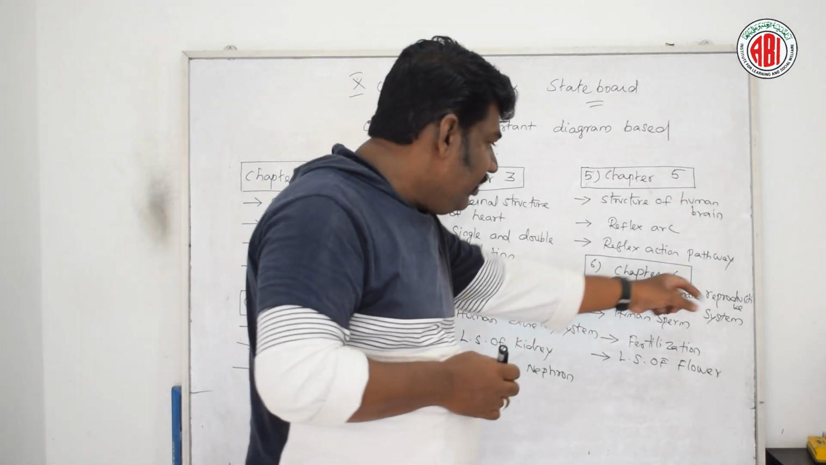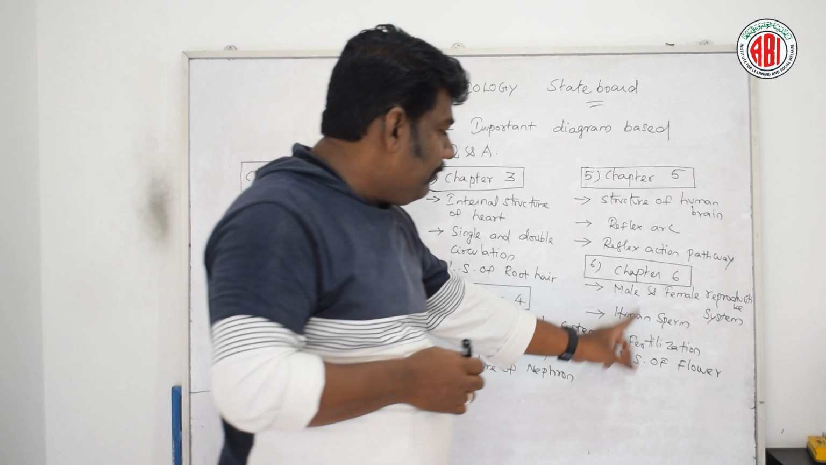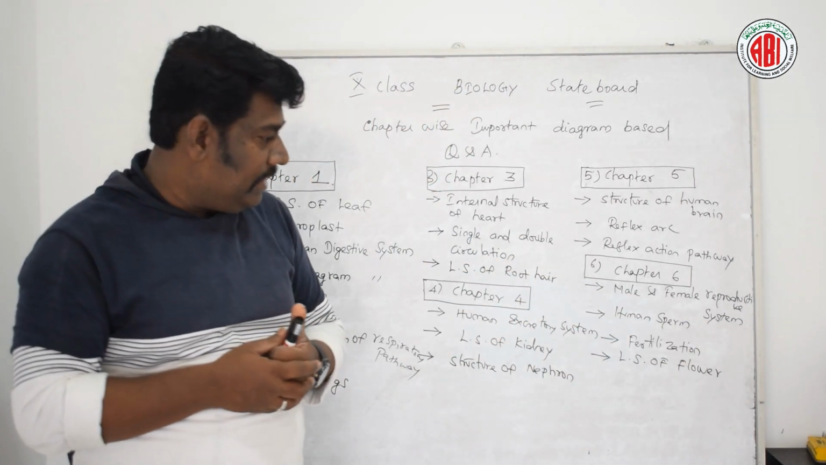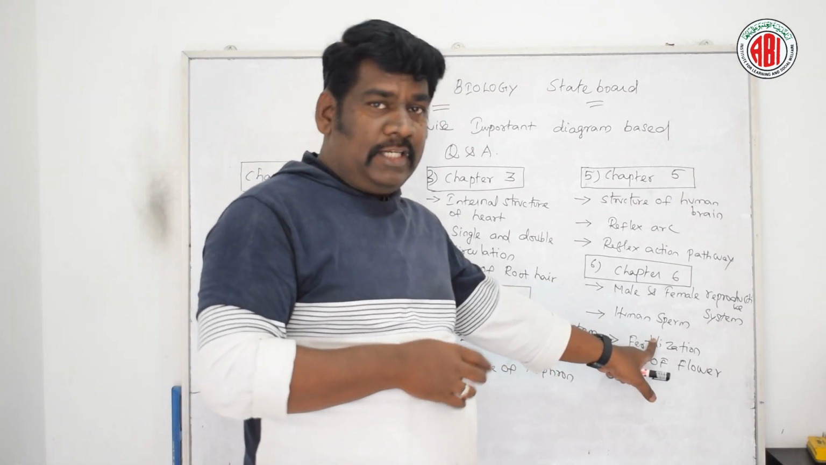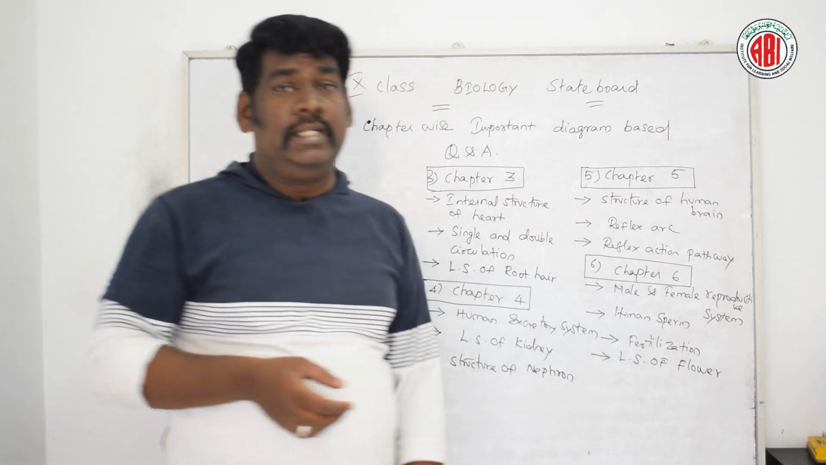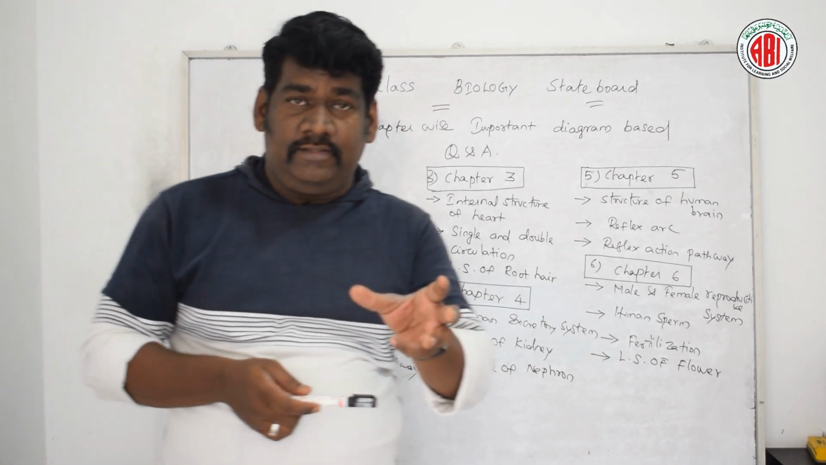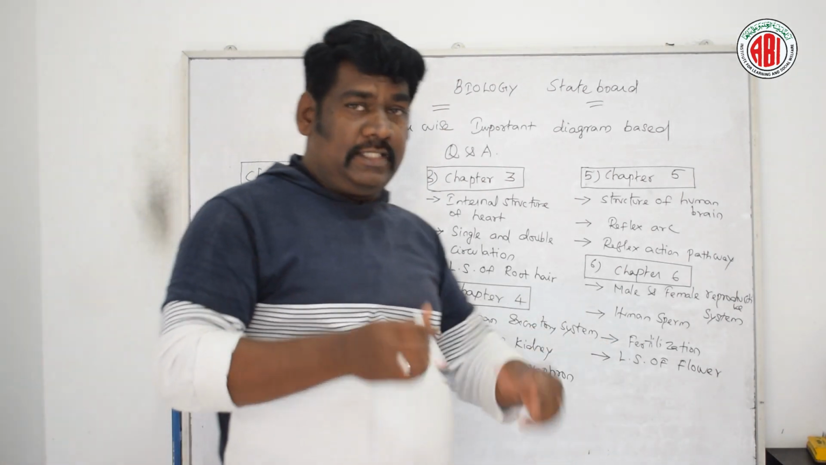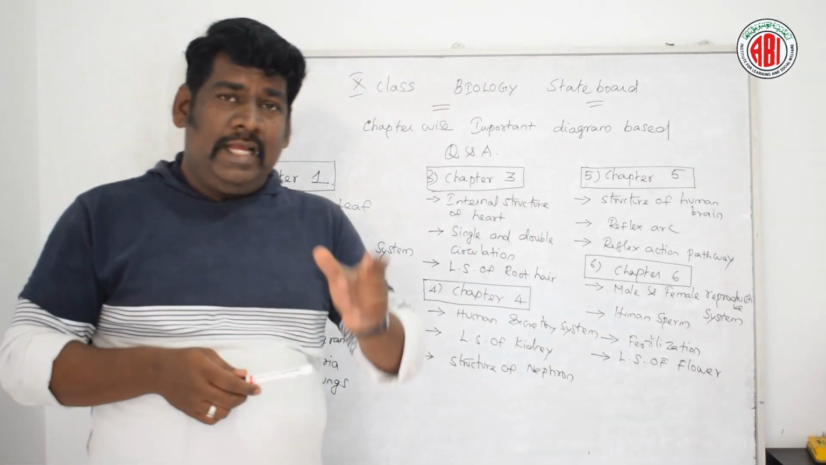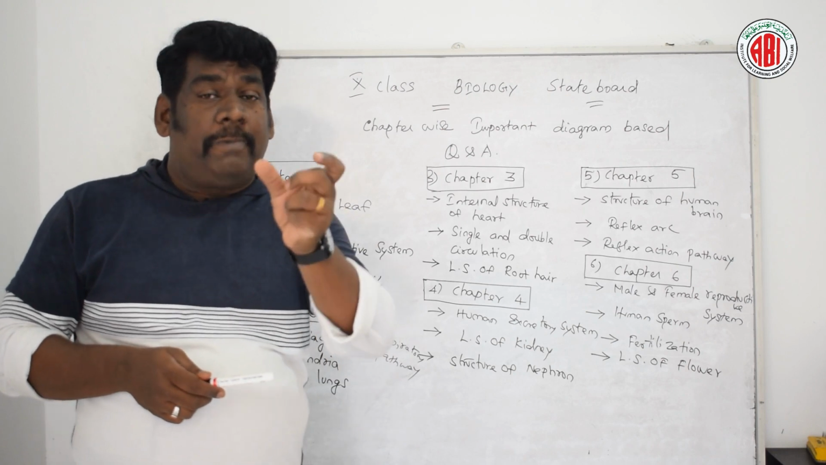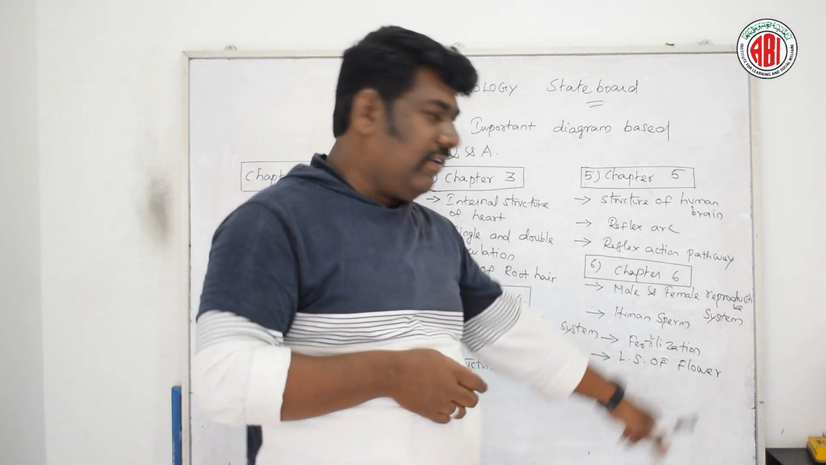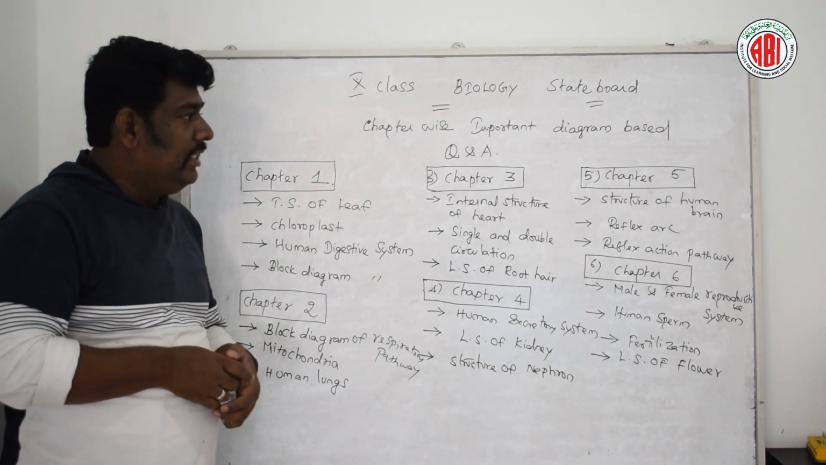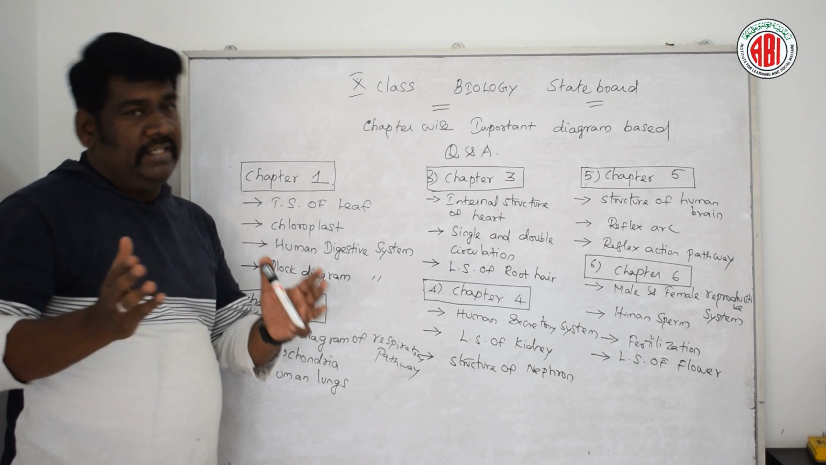Next, chapter 6, we are going to discuss the male and female reproductive system. Based on that, we may expect some diagram questions: human sperm or spermatozoa. Next, fertilization or gametophytic structure. Gametophytic structure of a flower or fertilization, they may ask such a type of question. Drawing the female reproductive part of the flower, then LS of flower. So these are the most important chapter-wise diagram-based questions and answers.